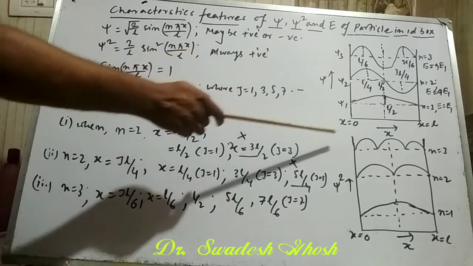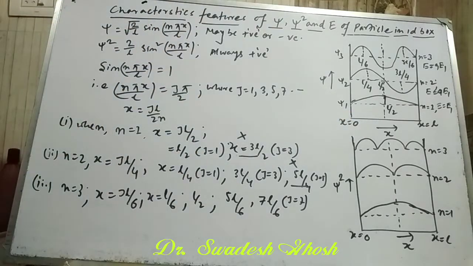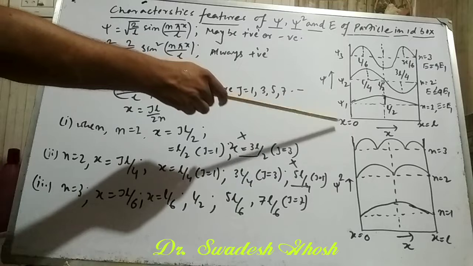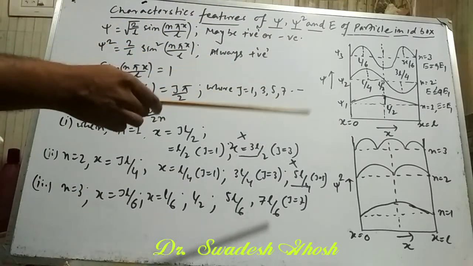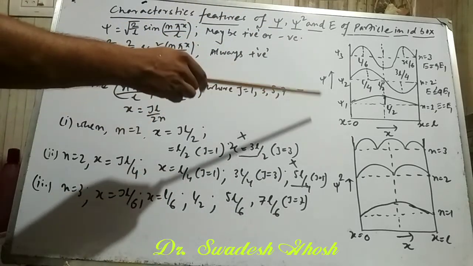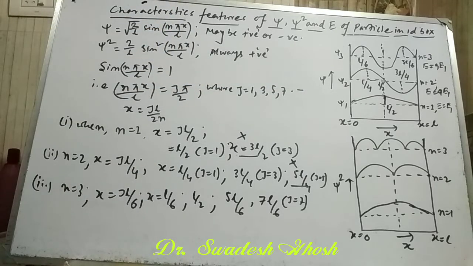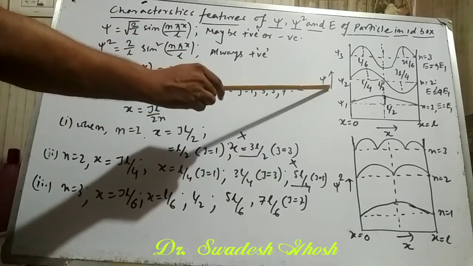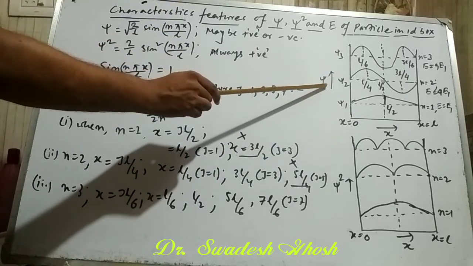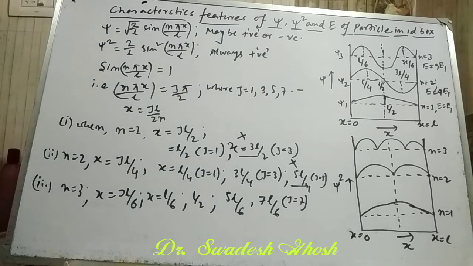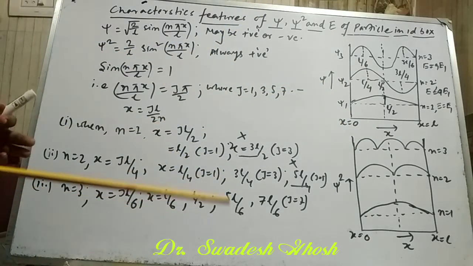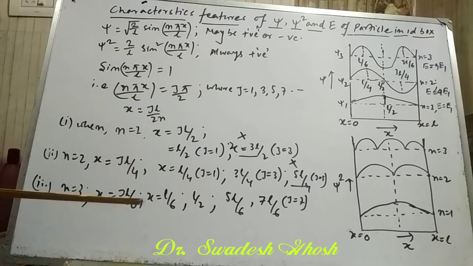Now we will understand the plot of psi versus x. This is the plot of a particle in a one-dimensional box. In this plot, we are plotting psi, the wave function of the particle, against x. x is equal to the box length L. The particle is moving along the x-axis in the region 0 to L.